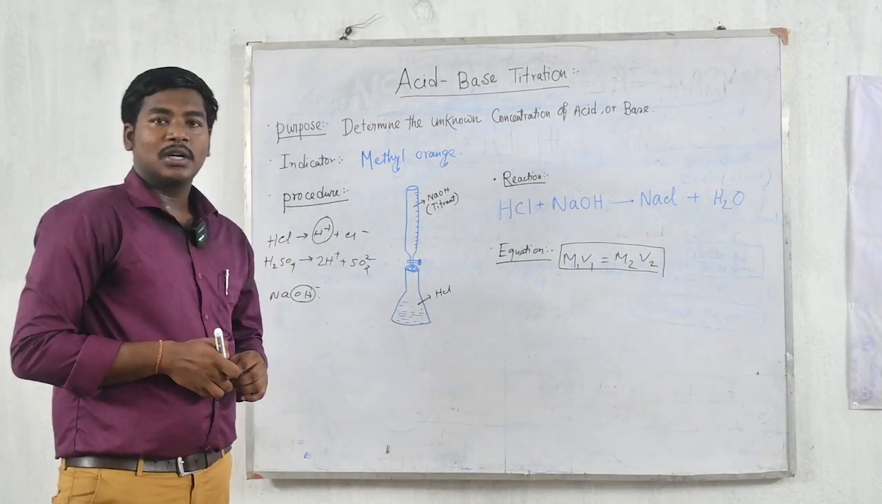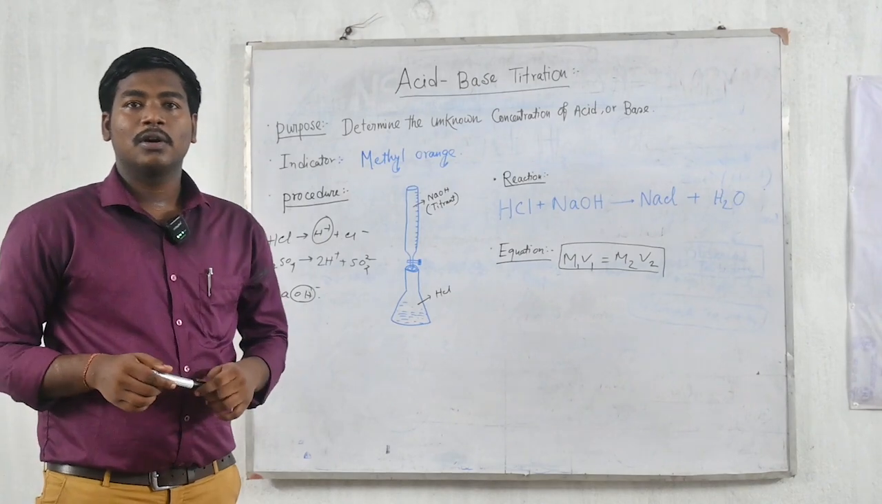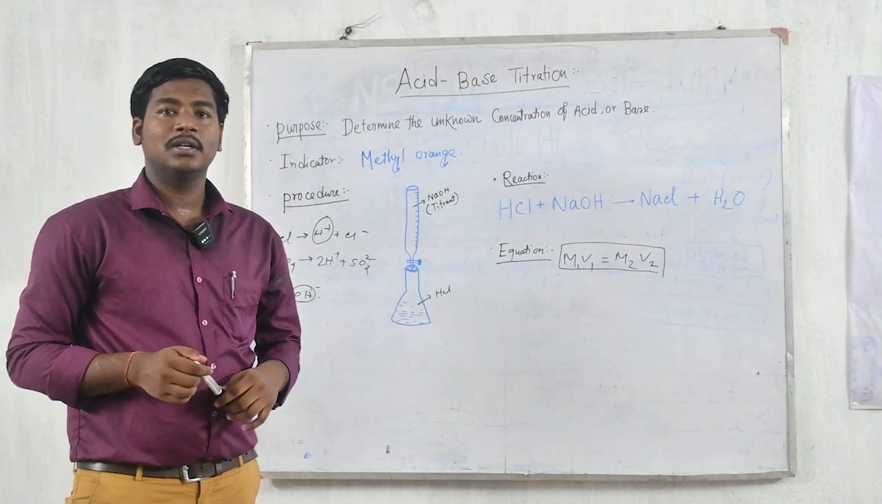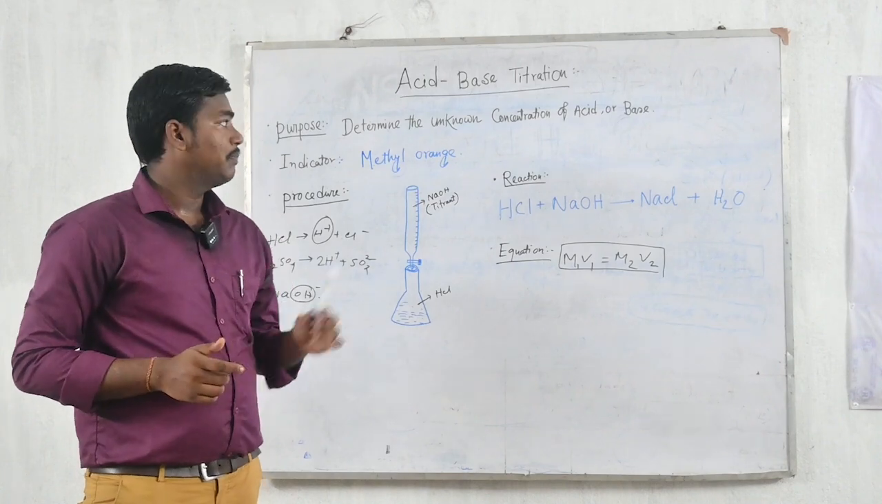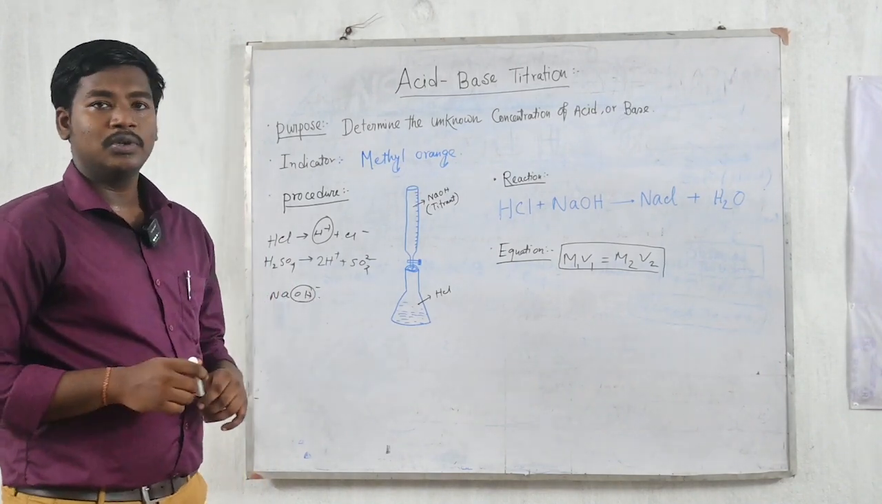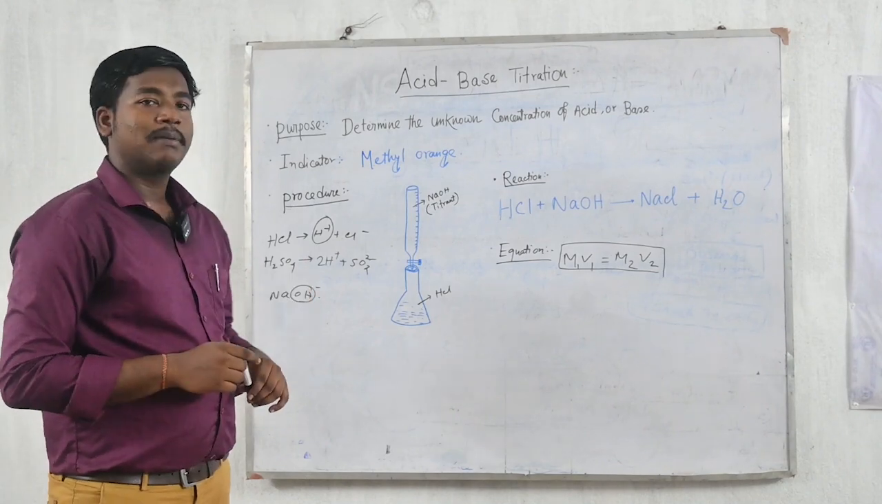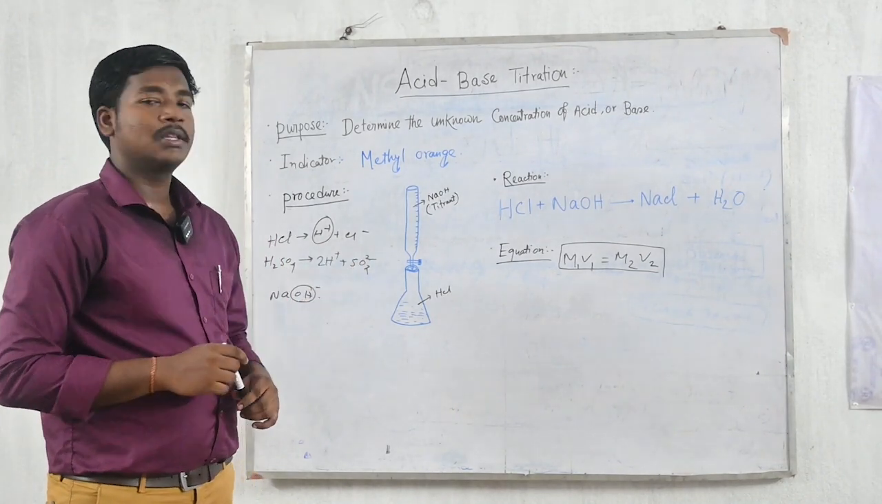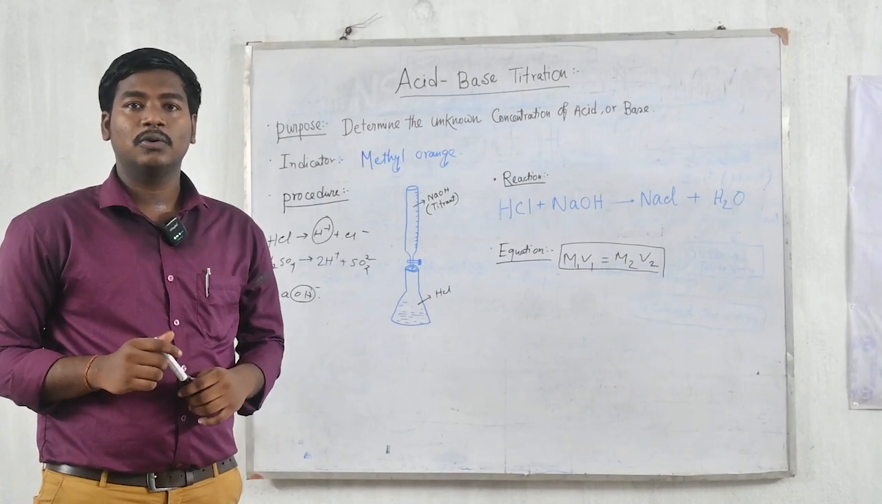Next one is the Bronsted-Lowry theory. According to the Bronsted-Lowry theory, the acid is the type of substance which donates the proton and base is the type of substance which accepts the proton. And according to the Lewis theory, the acid is a type of substance which accepts the lone pair and base is a type of substance which donates the lone pair.